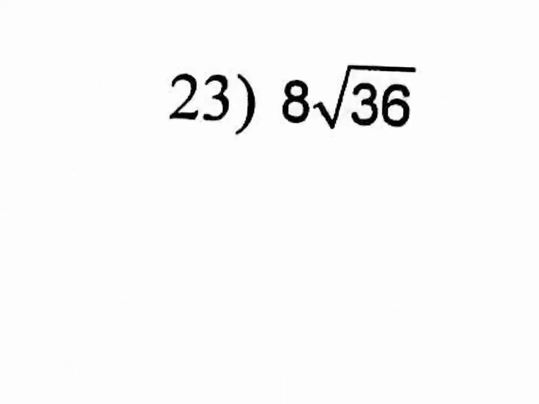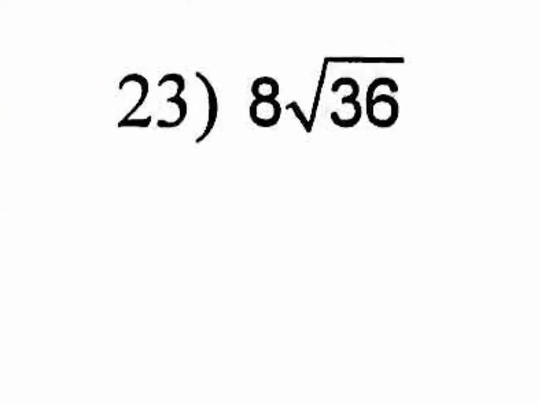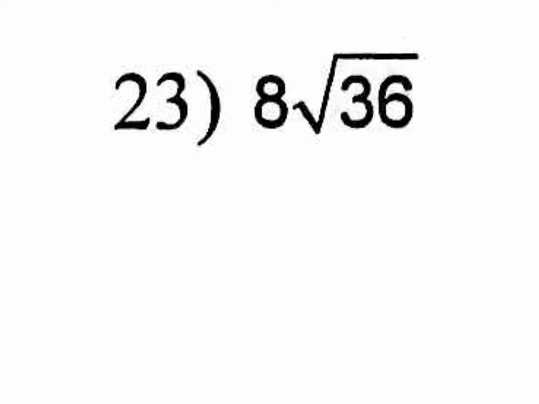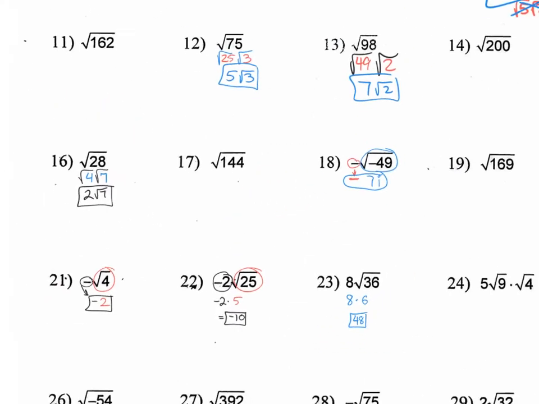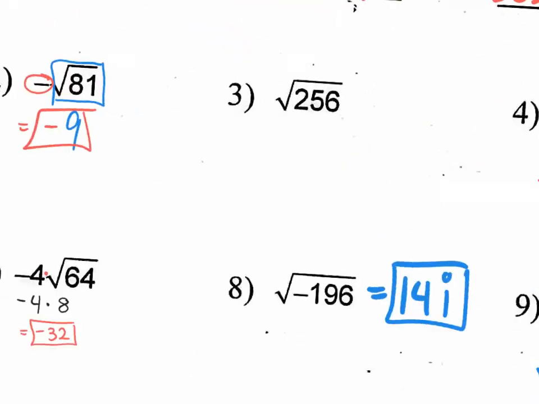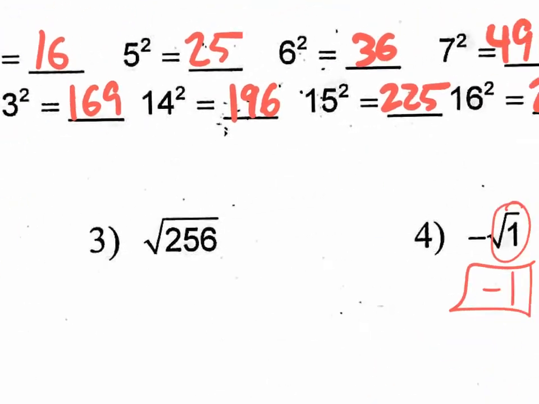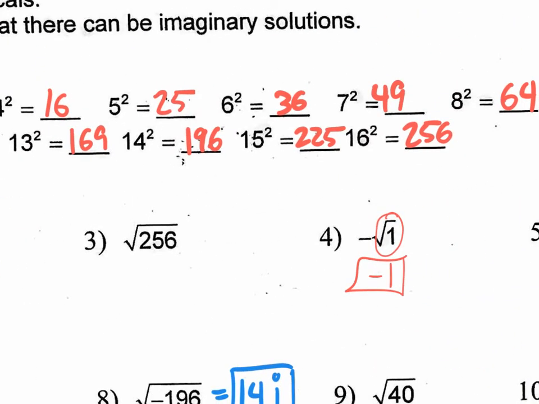How about 23? Can you do 24? Wait, could you do 3? How about 23? 24. That one's easy. I have 8 in the front times the square root of 36. What could I break that down to? 6. And 8 times 6 is? 48. Okay, which one? Number 3. 24. 256. If you look at your list up here, 256 is really 16 squared. So the answer right there is just 16.